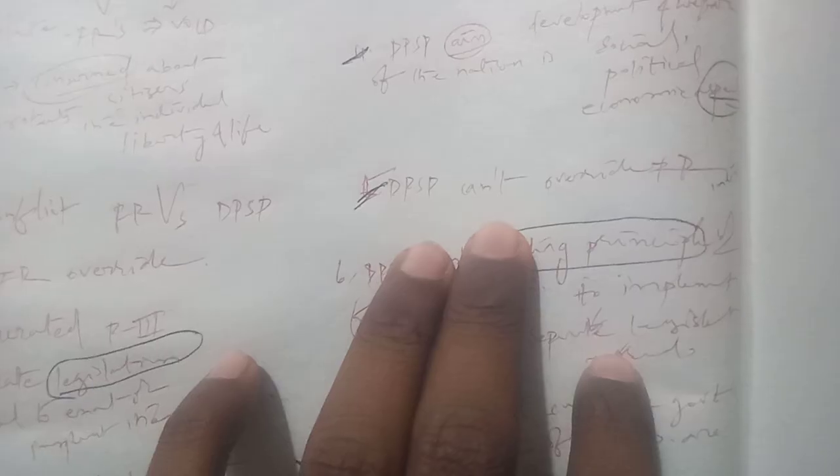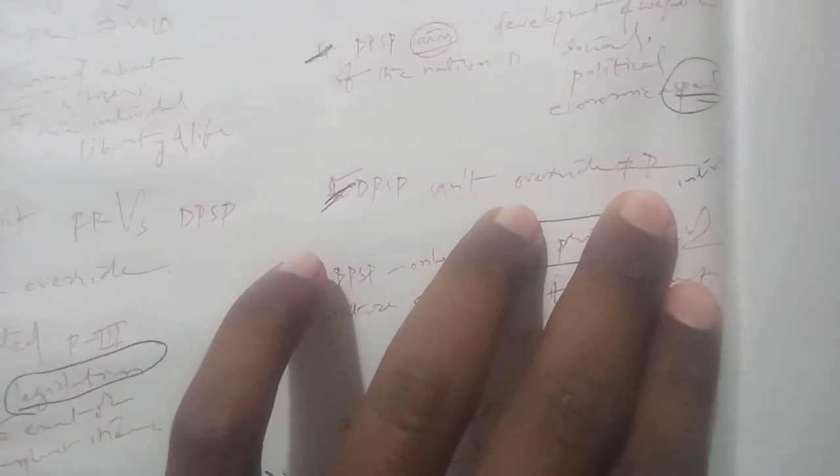Fifth point from the FR: If a conflict arises between fundamental rights and DPSP, fundamental rights override the directive principles of state policy. Fifth point from the DPSP: DPSP can't override the fundamental rights of the individual.